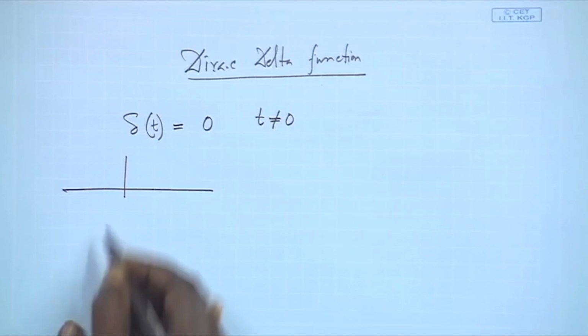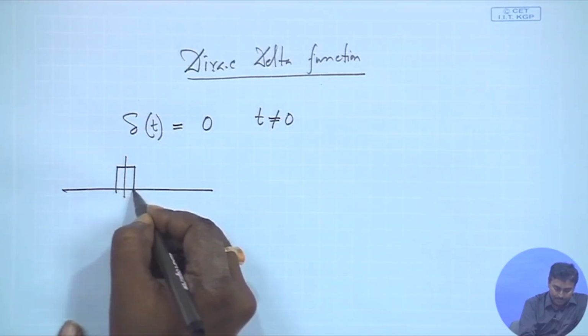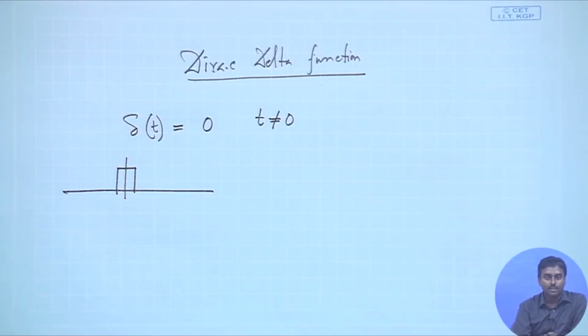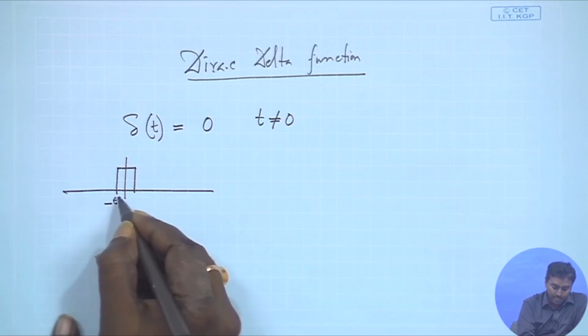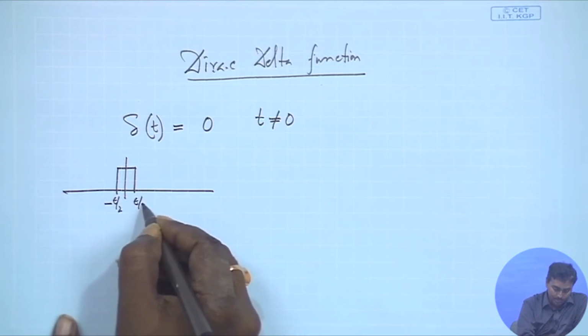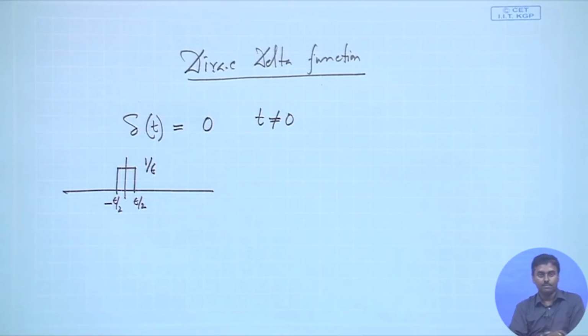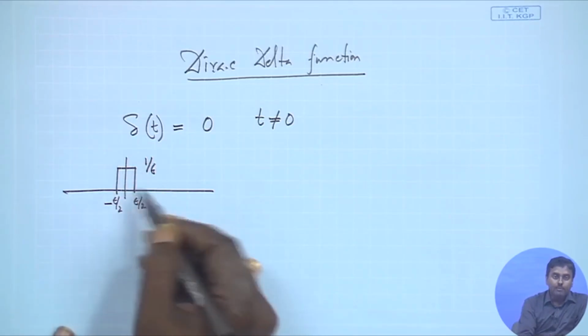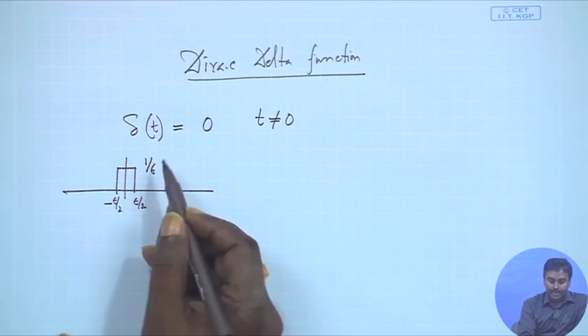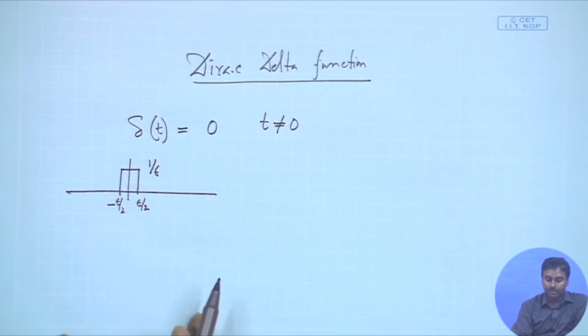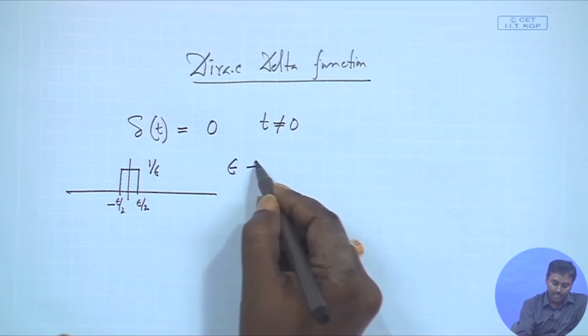An equivalent representation of delta t is something like this. It is a box function, defined from minus epsilon by 2 to plus epsilon by 2. And the strength of the box is 1 by epsilon, okay. So, what does this mean? This will approach the Dirac delta, the way we have defined it, if epsilon tends to 0.